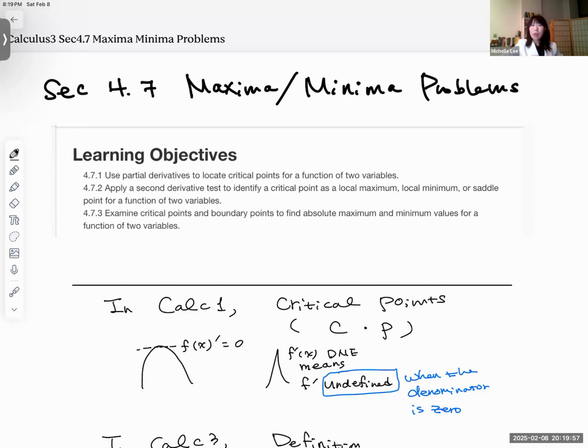Okay, so we heard that title before in Calculus 1, right? Yes, it's the same concept. We learned critical points. We learned local maximum and minimum, and we learned absolute maximum and minimum, right? So same as here in Calculus 3. So let's talk about this.